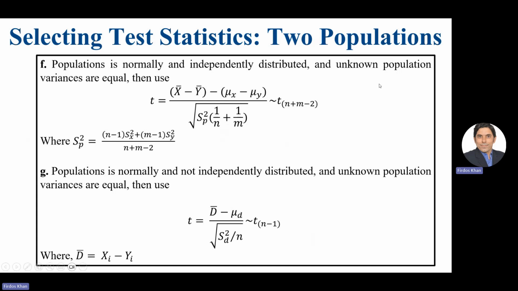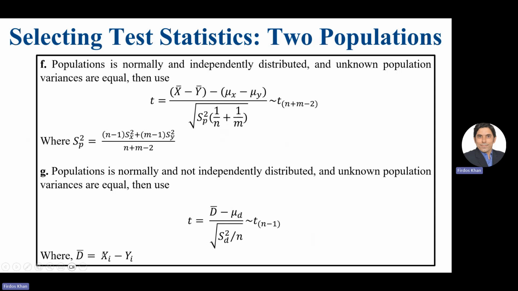So what is the difference between these two? Only this assumption, independently distributed. Here it is not independently distributed, the remaining assumptions are the same. In this case you are using T is equal to D bar minus mu D divided by the square root of S square D by n, and that is distributed T with n minus 1 degrees of freedom. Remember that Di is equal to xi minus yi. That means first sample values minus second sample values. And remember that in this case, the sample sizes should be equal. That's why we mentioned n.